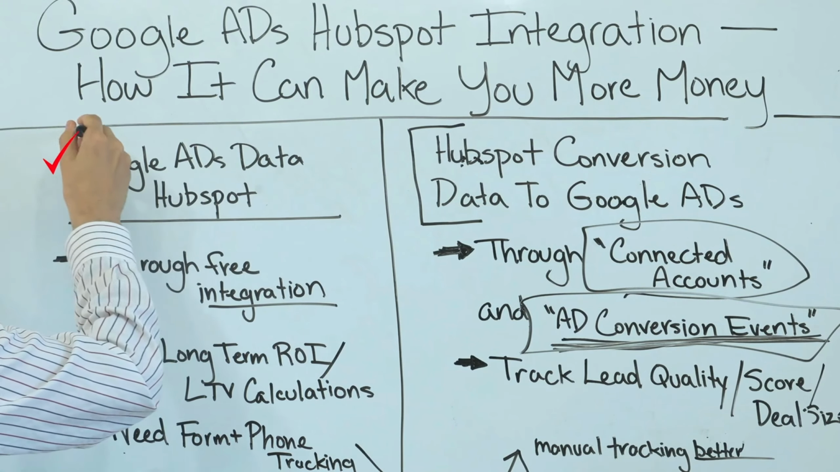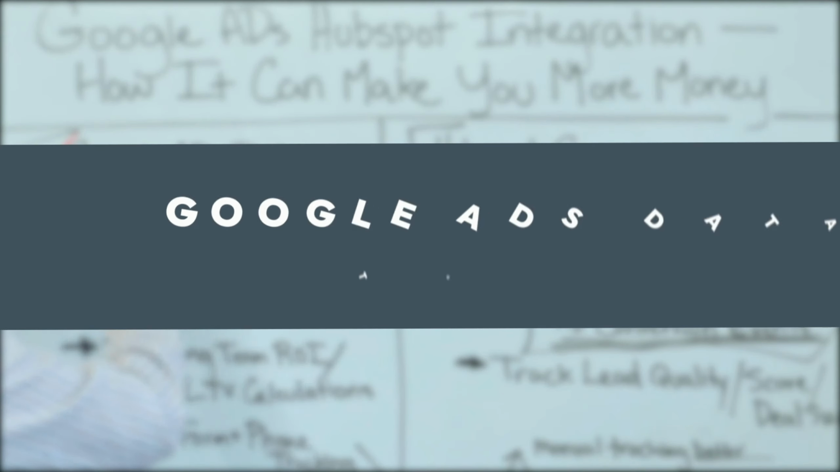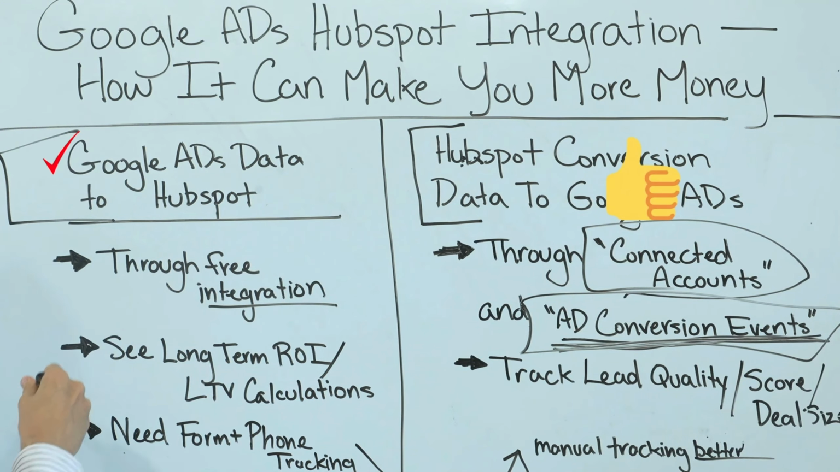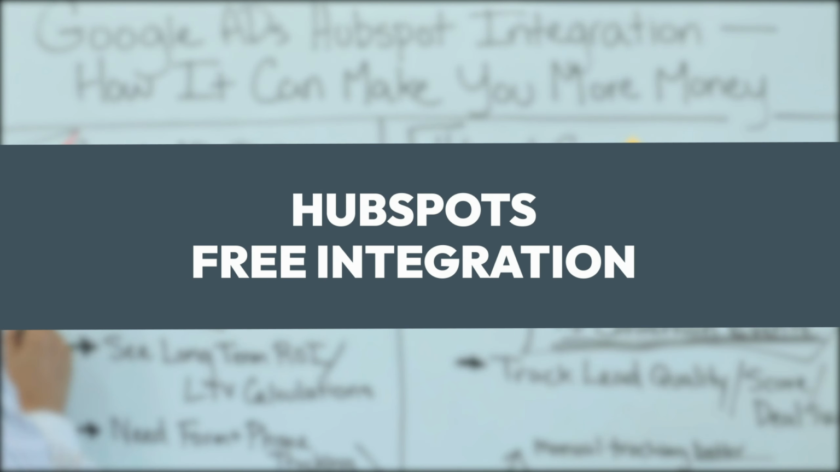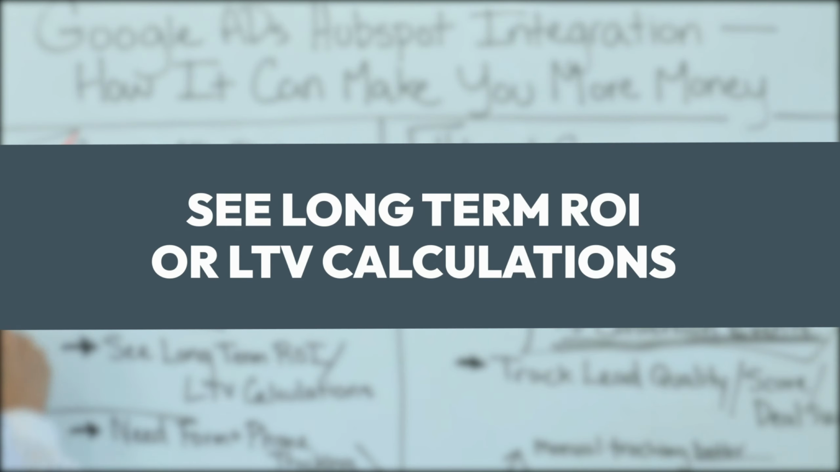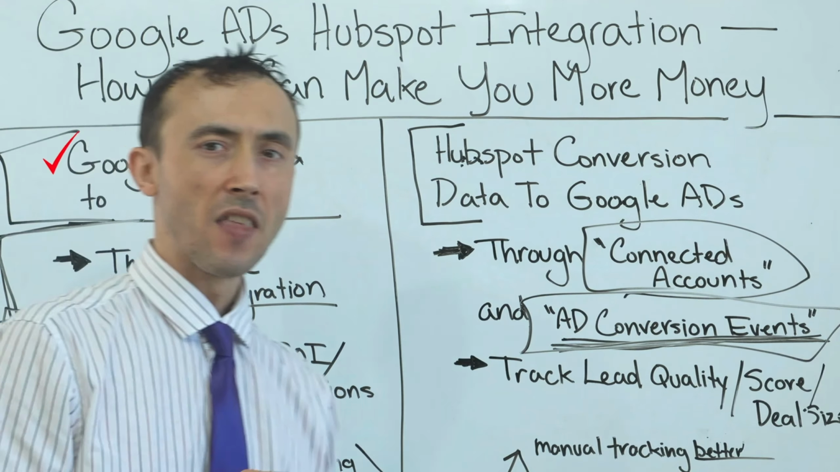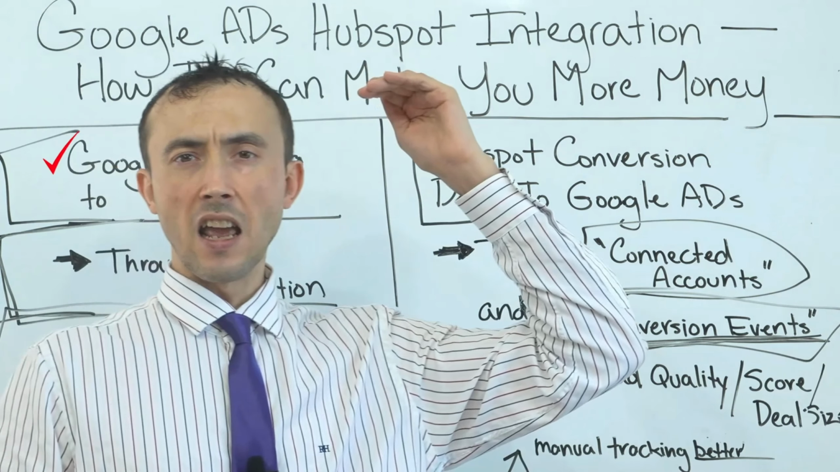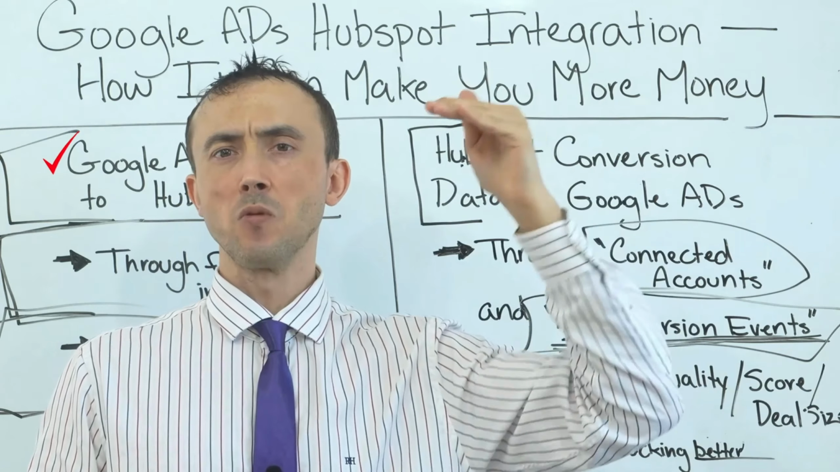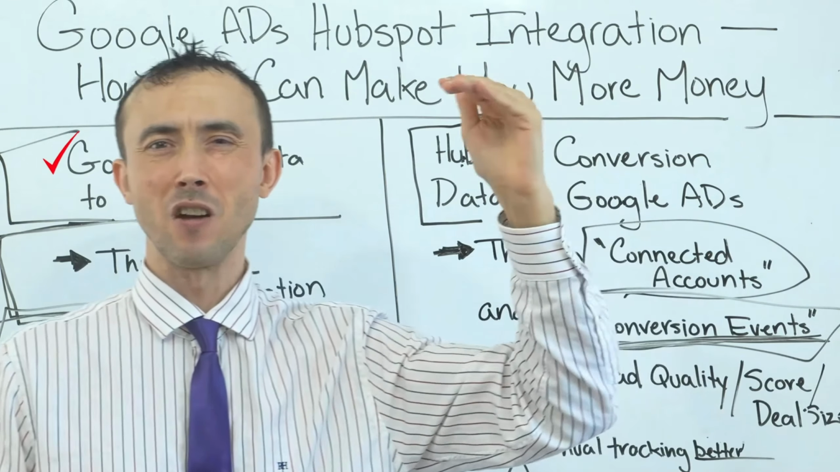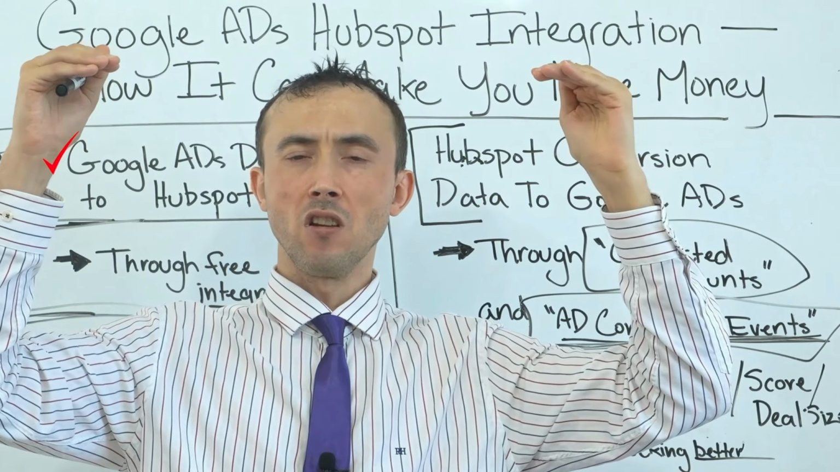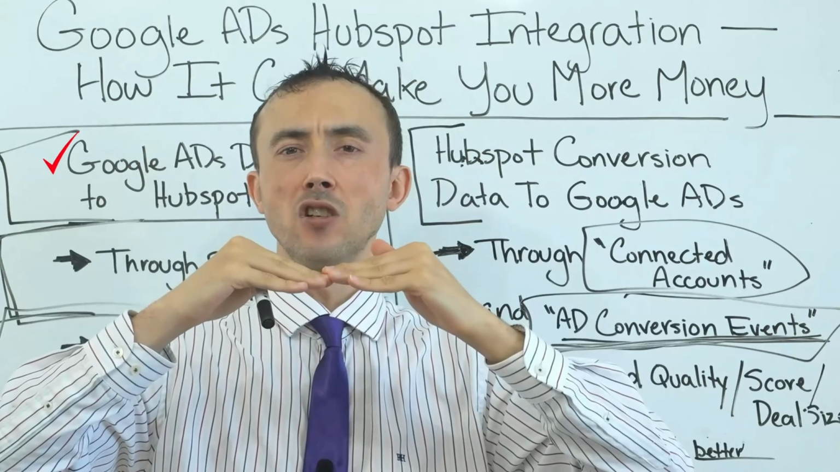Now you've got the other integration here, which is your Google Ads data to HubSpot to track your long-term ROI. And you can do that through HubSpot's free integration. This is real simple. You can see the long-term ROI and lifetime value calculations that way. That is, literally, here's total sales from Google Ads since the inception of us setting up this integration. Here's the long-term ad spend since we set up this integration. Here's the long-term ROI ratio.